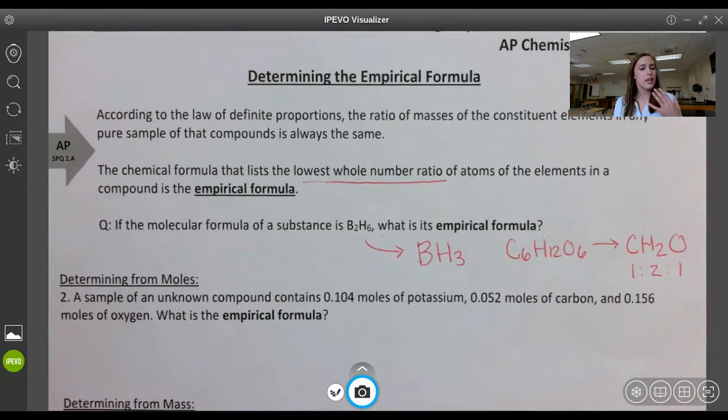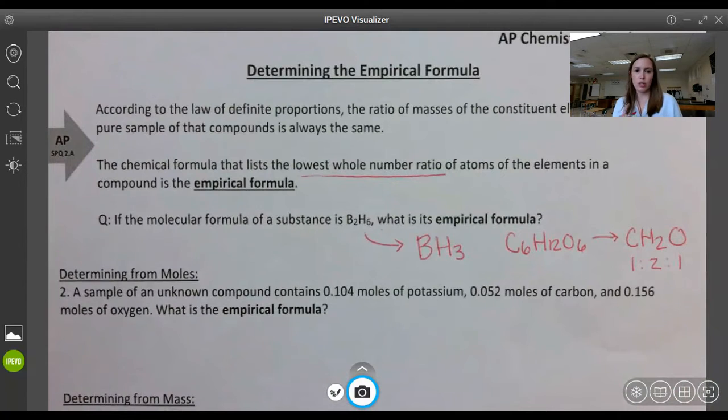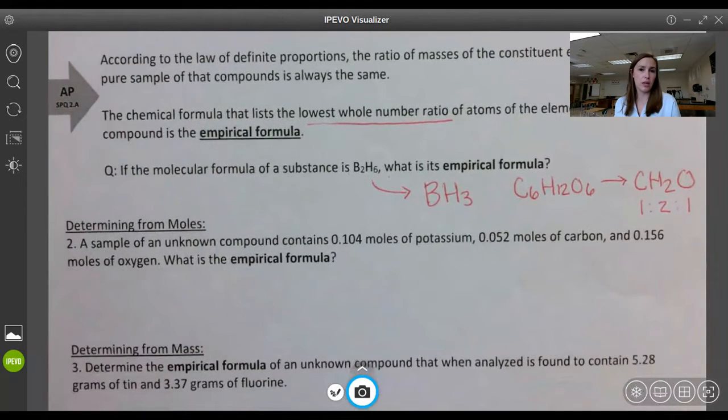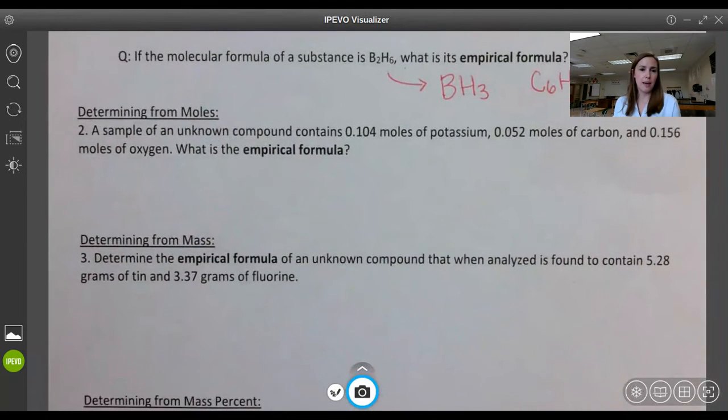Okay, so that's just kind of an introduction. You need to know the definition of an empirical formula. You need to know how to find the empirical formula from the molecular formula. So now we're going to get into, well, how do we actually use data to come up with our empirical formula, or this lowest ratio within a compound?